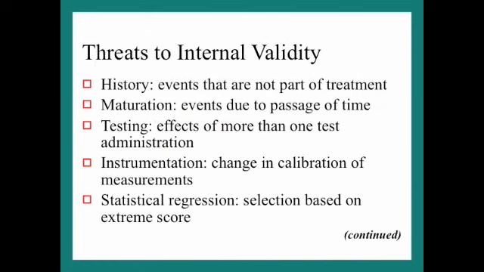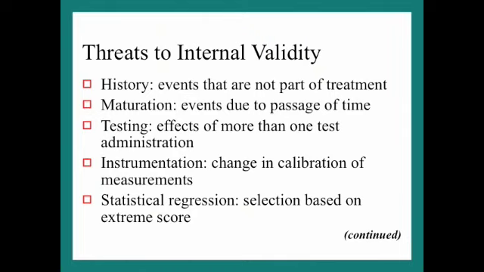Now we're going to talk about specific threats to internal validity. The textbook does a pretty decent job of going over these different threats. And in your learning activity, you're going to have to identify these, so you're going to become familiar with these. So I think we've got about 9 of these. And these aren't in any particular order of importance.